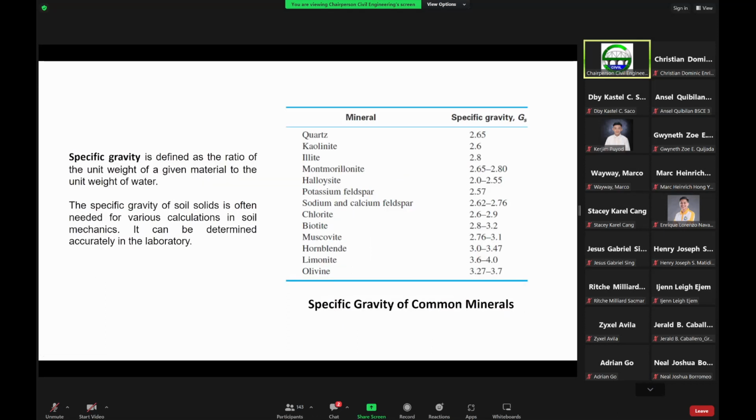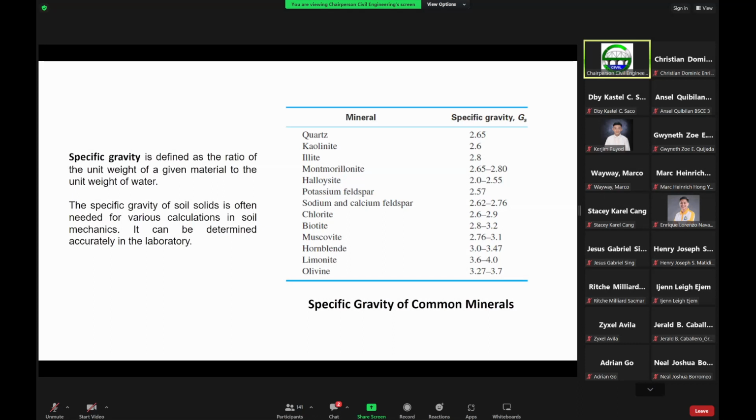In geotechnical engineering, another property we also use is specific gravity. It's the same definition of specific gravity that you're also using in hydraulics or fluid mechanics. Specific gravity is defined as the ratio of the unit weight of a given material to the unit weight of water, only that here our materials are soils. The specific gravity of soil solids is often needed for various calculations in soil mechanics, and it can be determined accurately in the laboratory.